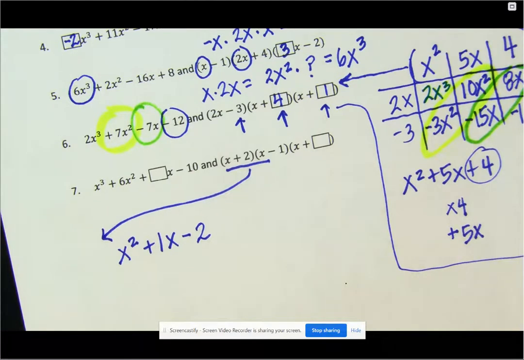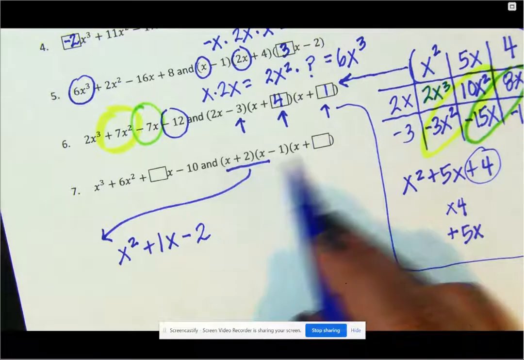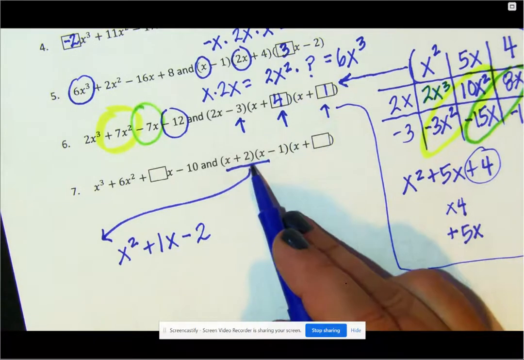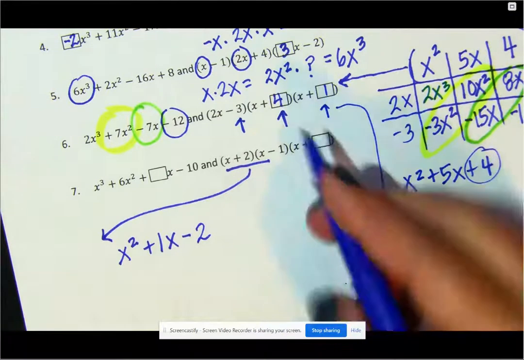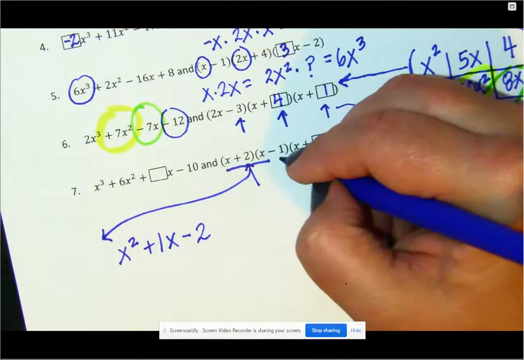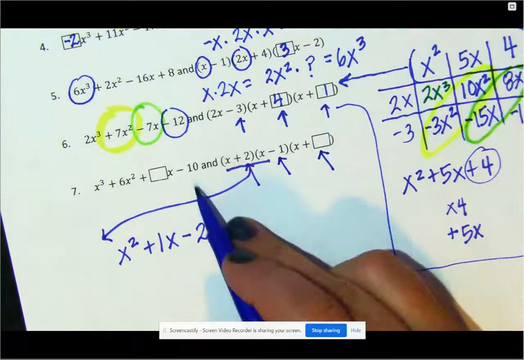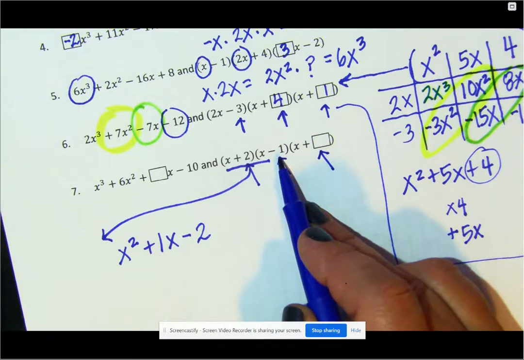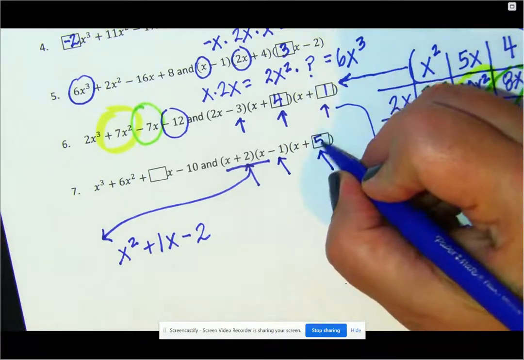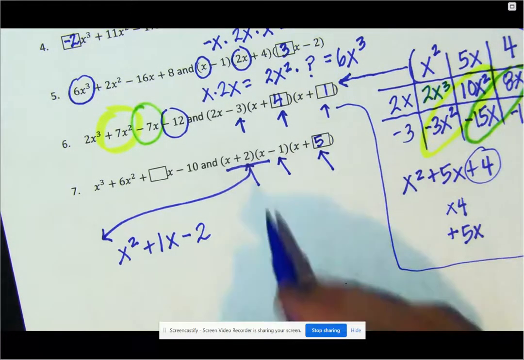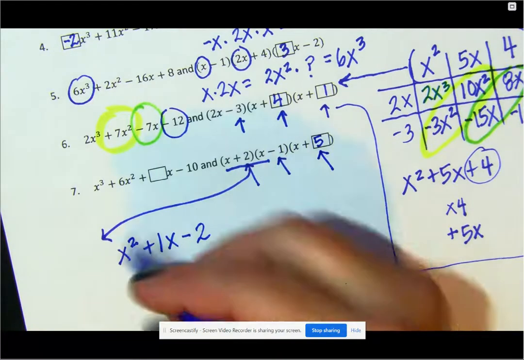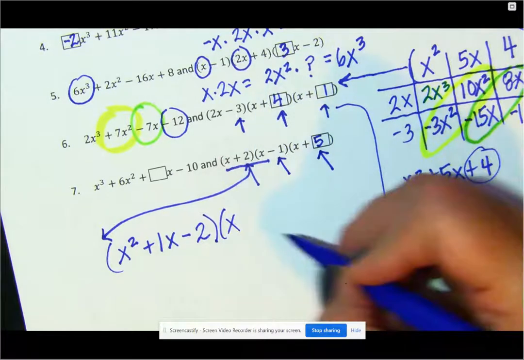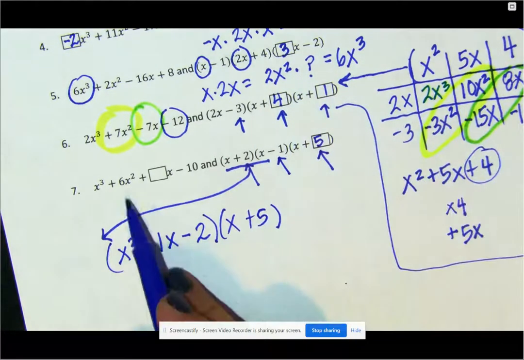Oh, okay. Sorry, guys. Now, I could have found this out sooner. It doesn't matter what order you did it in, but I know 2 times negative 1 times something. So this guy times this make negative 10. So 2 times negative 1 is negative 2. Negative 2 times what? This is a 5. Okay? So now I've multiplied these two together, and I now know that these two, times this x plus 5, are going to make this final answer.